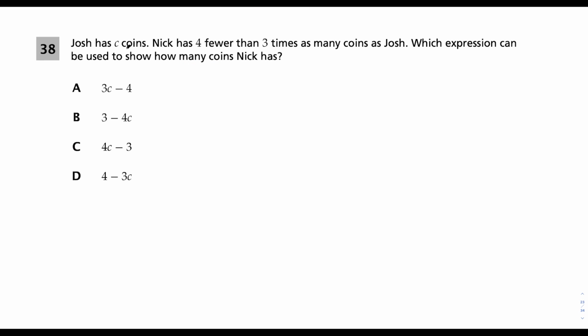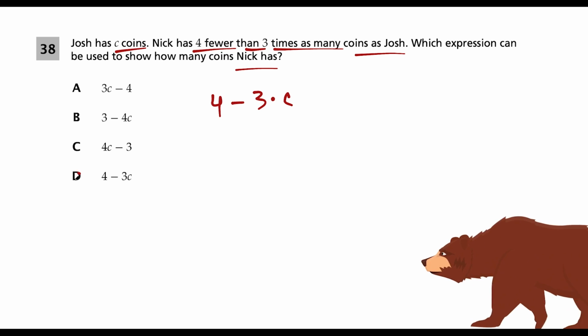Question 38, we have Josh has C coins and Nick has 4 fewer than 3 times as many coins as Josh. Which expression can be used to show how many coins Nick has? So for this one, you got to really take your time, because what students will do is they'll say, all right, 4 fewer than means subtract. 3 times means 3 multiplied by. The number of coins is Josh. Oh yeah, Josh has C coins. And they say 4 minus 3C, choice D.